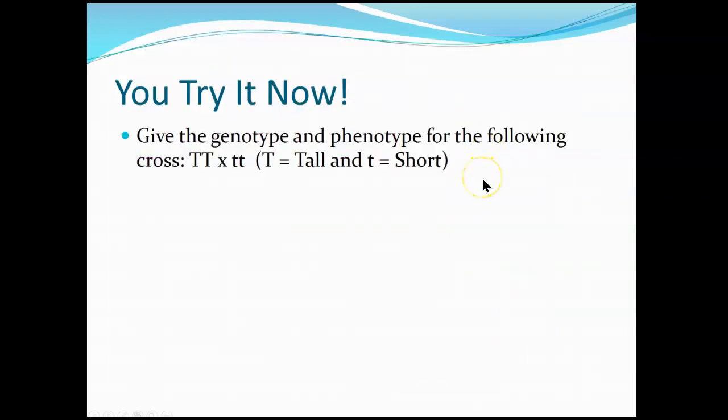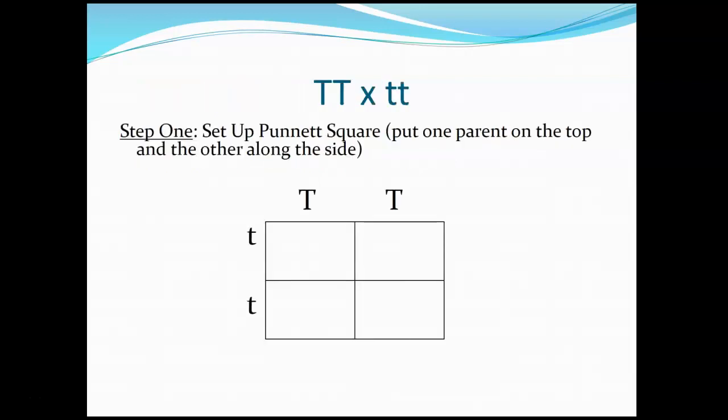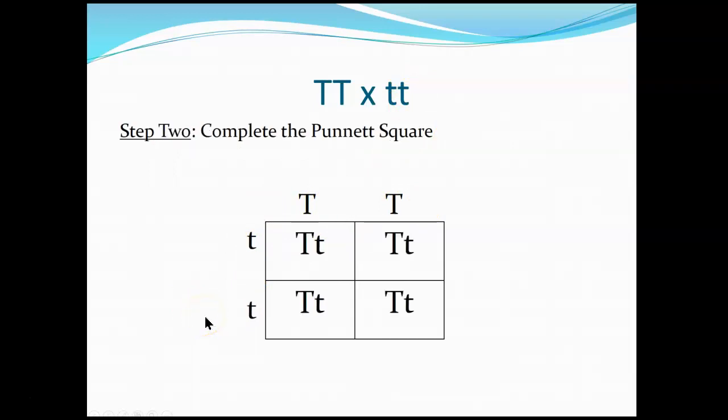Okay, so here we're going to try this now. So we're going to cross a genotype for tall and short, with the tall being dominant and the short being recessive. So you set up your Punnett square, and as we can see, these are both homozygous for their allele. So we have capital T, capital T, lowercase t, lowercase t. So you put one parent here and one parent here. There's no right or wrong with that. And then you mix them, complete the Punnett square.